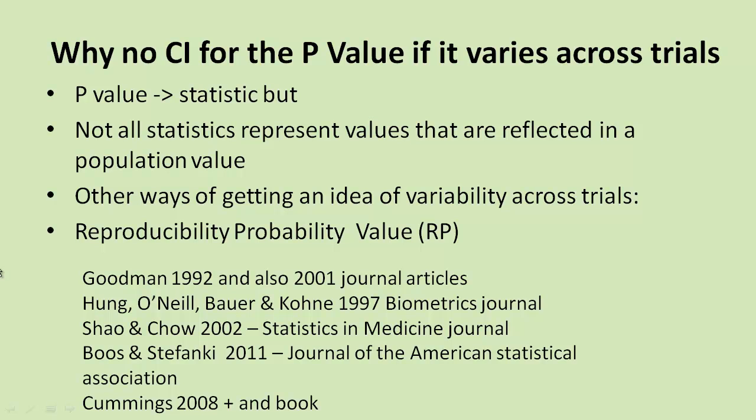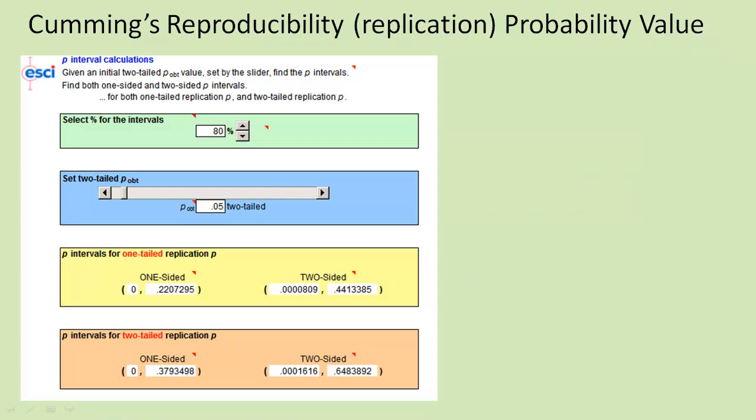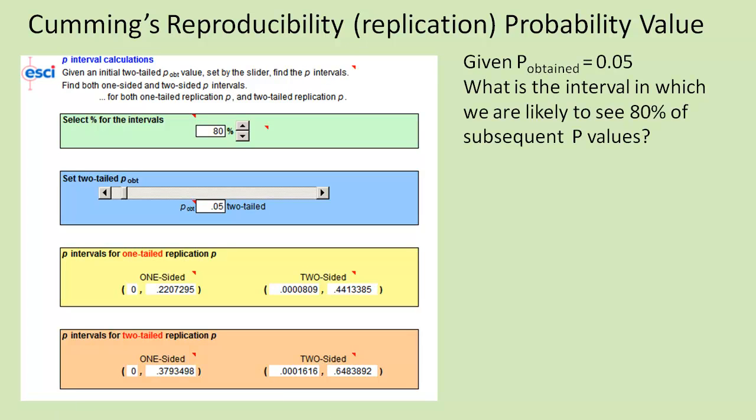Finally, we come back to Cumming. His 2008 article is excellent, describing how to understand the RP value, and his book is where we can use his actual reproducibility probability value calculator. Details of how to use this calculator, along with what the various options mean, are given in Cumming's book, and anyone can download the software free.